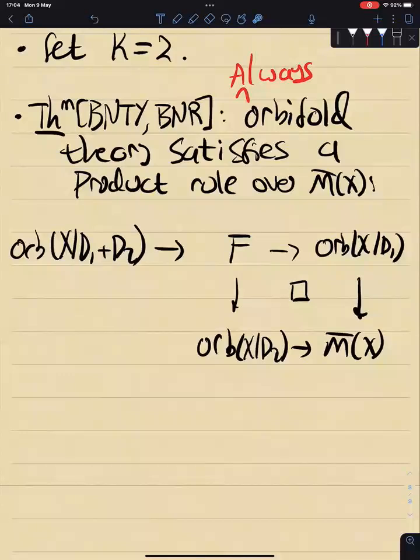Somehow, it follows roughly the same pattern as the proof of the product formula over M_g,n bar. So you should think of this F as being basically an intersection. These things are finite onto their image, and I'm basically just taking the intersection. One way to think about this is that I get the orbifold space for the SNC divisor by just intersecting the two orbifold spaces. So that's the way to think about this.